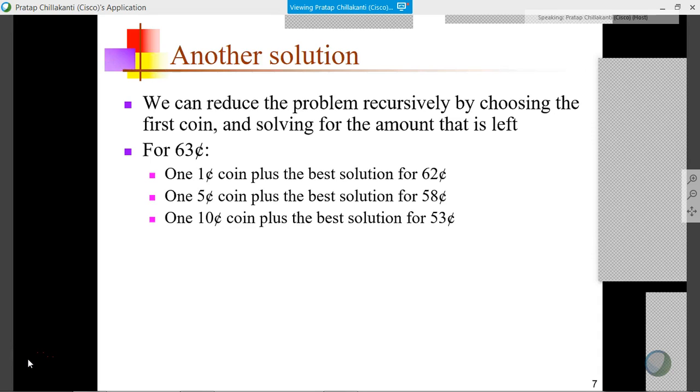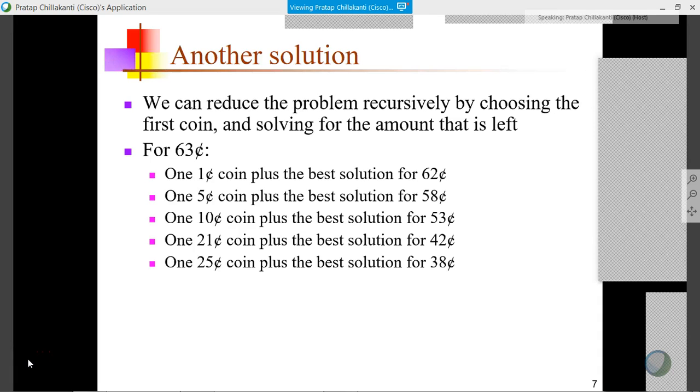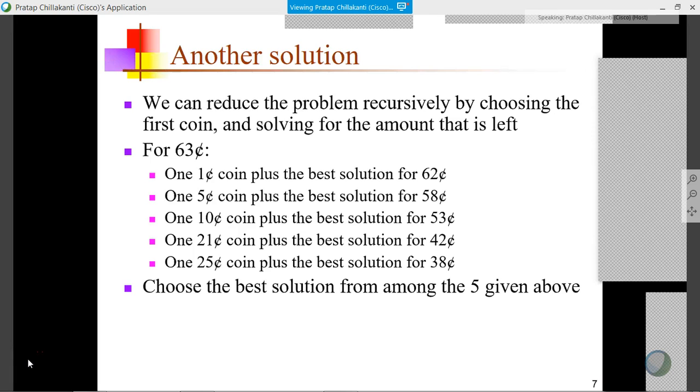You have a 10-cent coin, so you choose 10 and then the best for 53. What did you have after 10? I think 21. You say one 21-cent coin plus the best solution for 42 cents. So for each denomination, you're seeing what is the best. Same thing, one 25-cent coin plus the best solution for the remaining 38 to add up to 63. So one of these 5 will give you the best solution. Do you guys agree? If you agree, put it in the chat. If you don't agree, say why you don't agree.